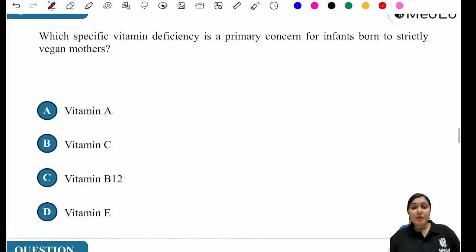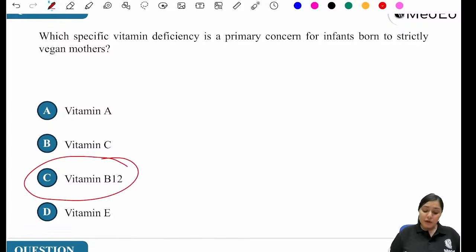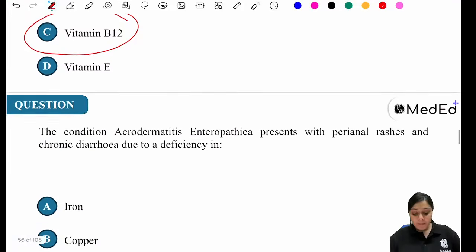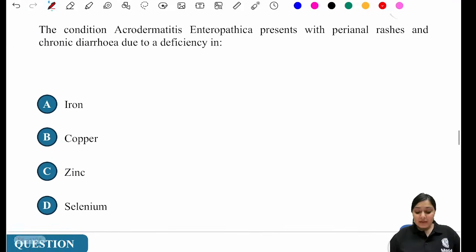Which specific vitamin deficiency is of primary concern for infants who are born to a strictly vegan mother? Vitamin A, vitamin C, B12 or E? We all know vegan people don't have vitamin B12 in their diet, which is mainly derived from animal sources, meats, milk. So the correct option here is going to be C, that is vitamin B12. Moving to the next question.